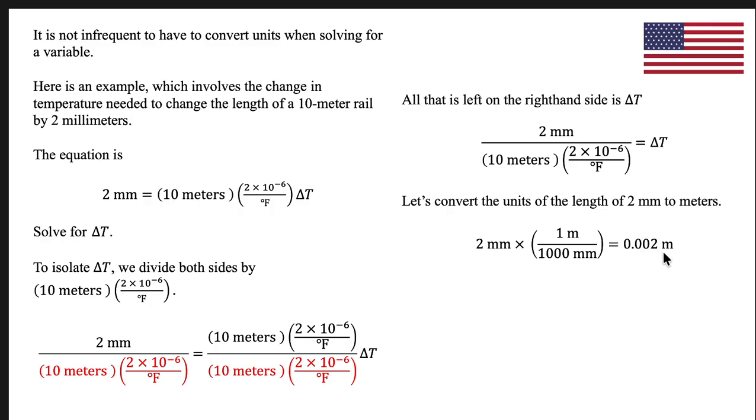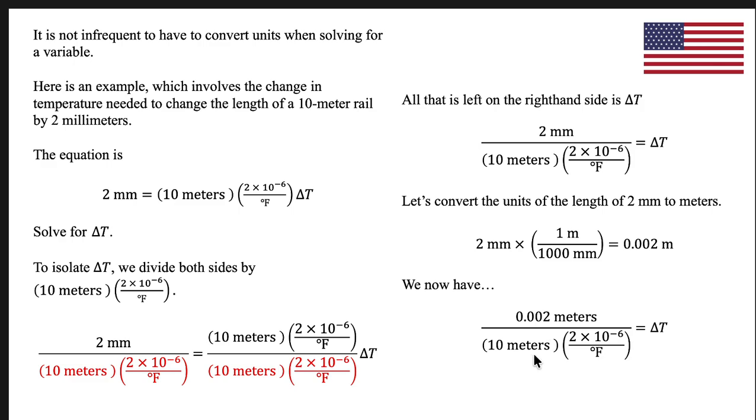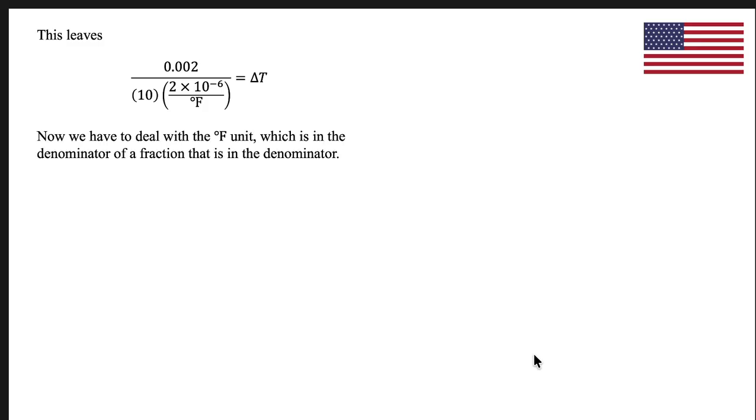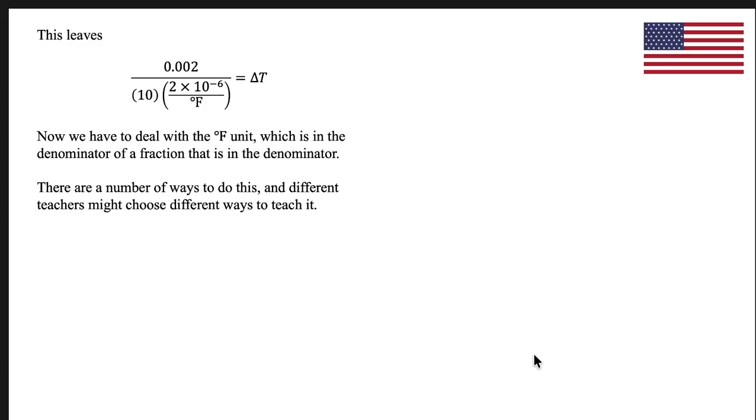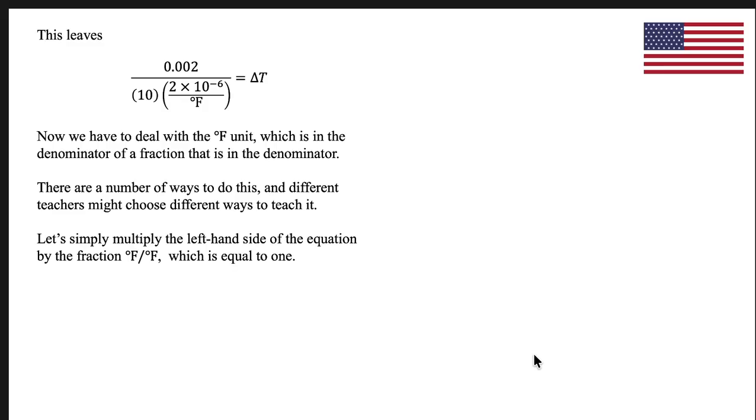That's the same length. So now we can substitute that in for 2 millimeters. And the meters units cancel. And we're making progress. That's the goal. So we now have this. And there's a little bit of a problem. We have the Fahrenheit unit in the denominator of a fraction that's in the denominator. So we have to deal with that. And there's a number of ways to do it. All of them work if you do it right.